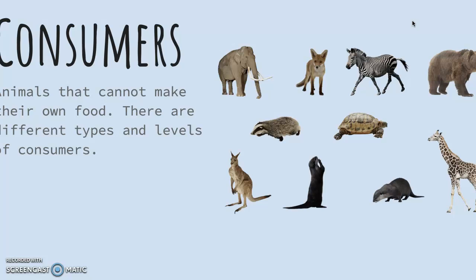Consumers are animals that cannot make their own food. We see a variety of animals over here in this photo, and they all have a special job in each of their own ecosystems. So these animals may not live in the same ecosystem, but they are all consumers. There are many different types and levels of consumers, and we're going to go to the next slide and take a look at what they might be.